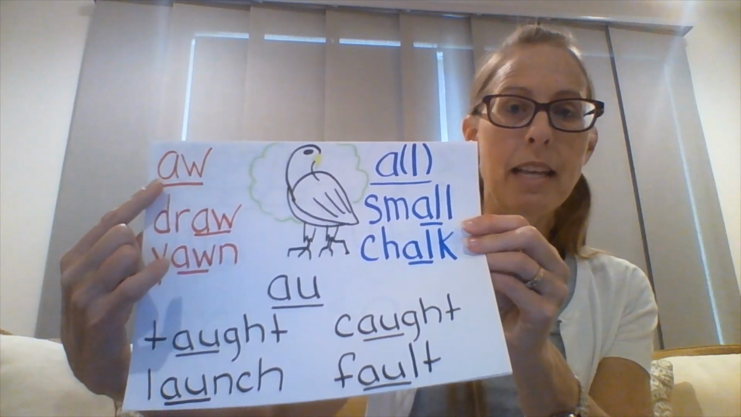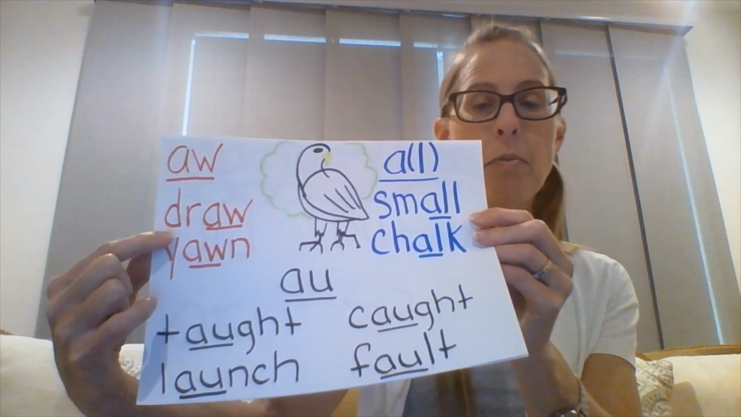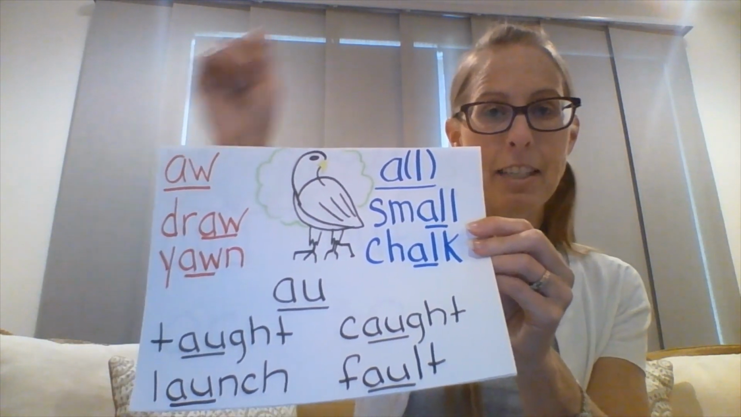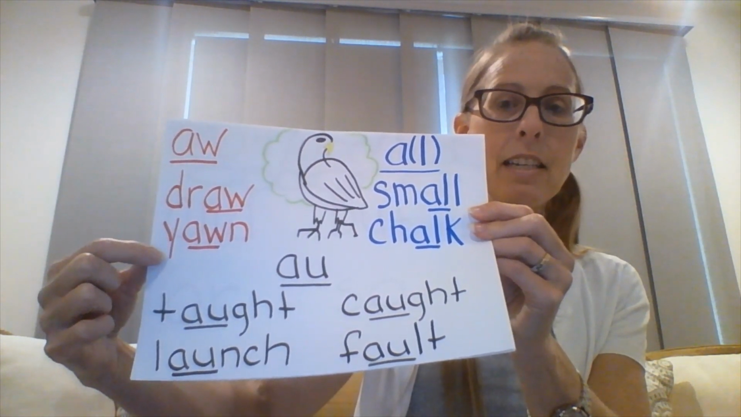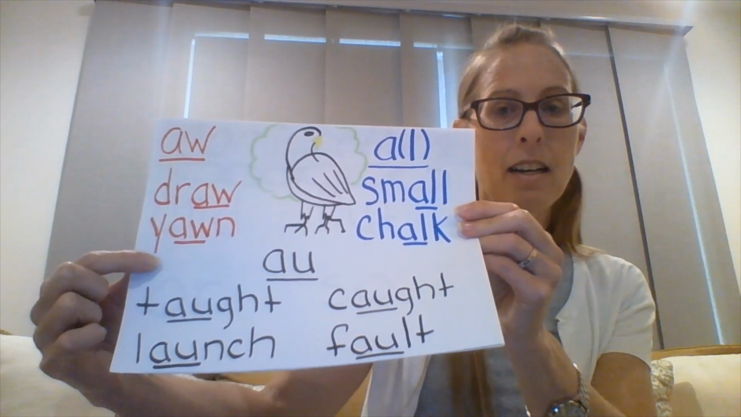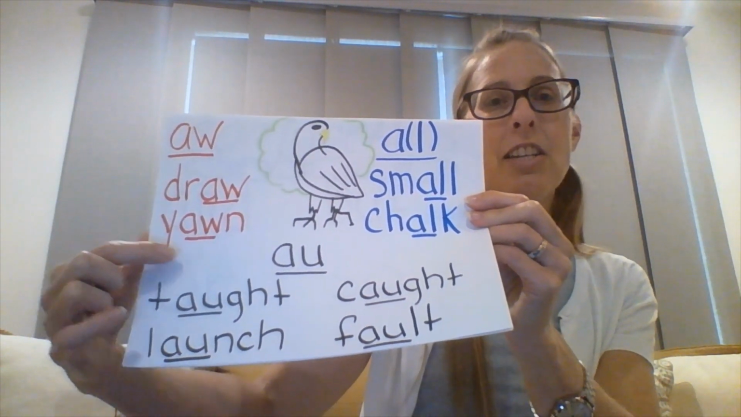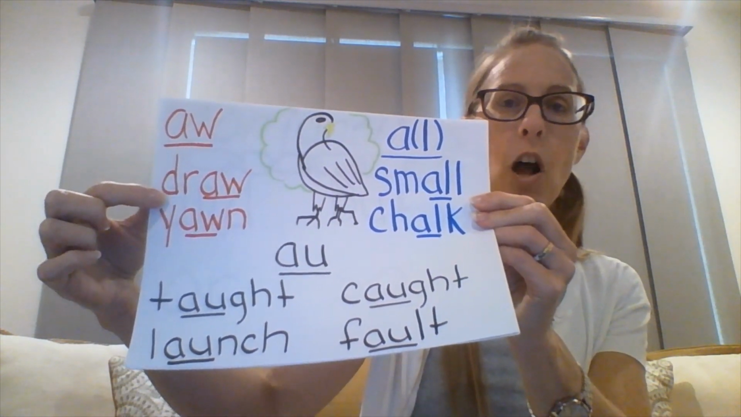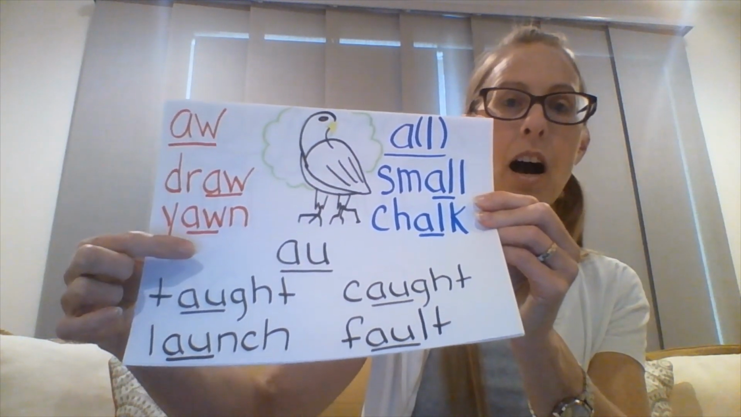"Ah" is spelled A-W, as in, sound it out with me, "ah," draw. I like to draw a picture. "Ah," as in, let's sound it out. What does Y say? Ya. "Ah," what's the word? Yawn. So we have draw and yawn spelled A-W, and they say "ah."